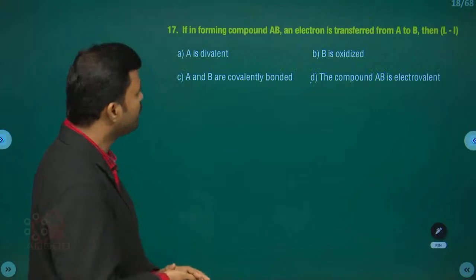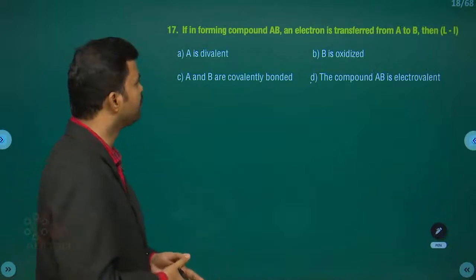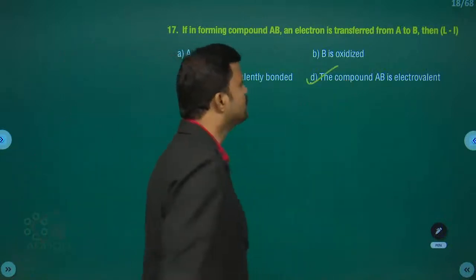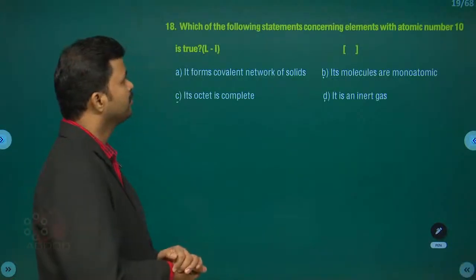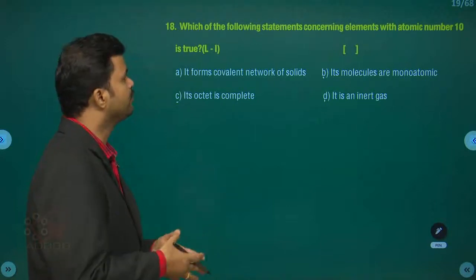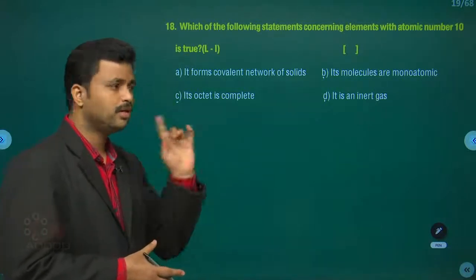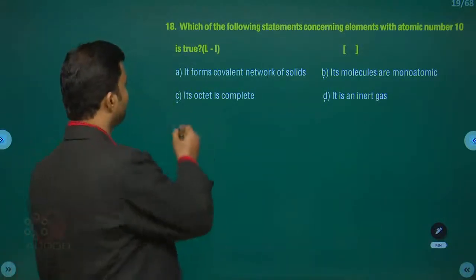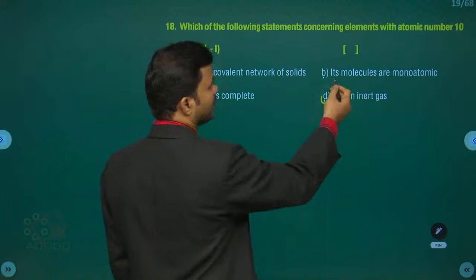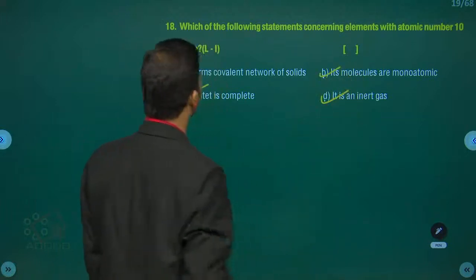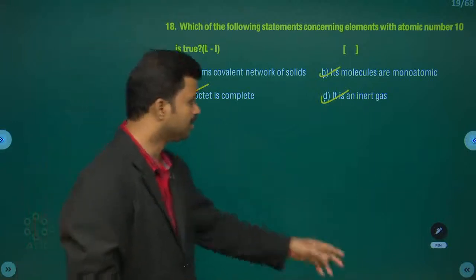If in forming compound AB, an electron is transferred from A to B, then that is an ionic compound. The compound is electrovalent. Which of the following statements concerning elements with atomic number 10 is true? Atomic number 10 is neon, last orbit complete octet, and it is an inert gas. Its molecules are monoatomic. It does not form any bonding. So B, C, D are the answers.